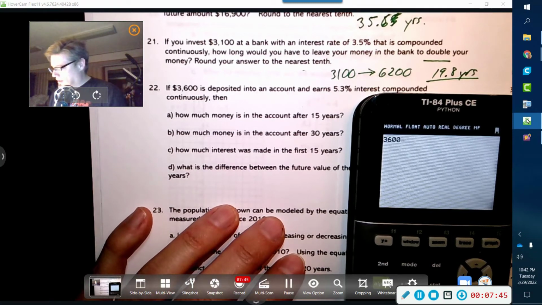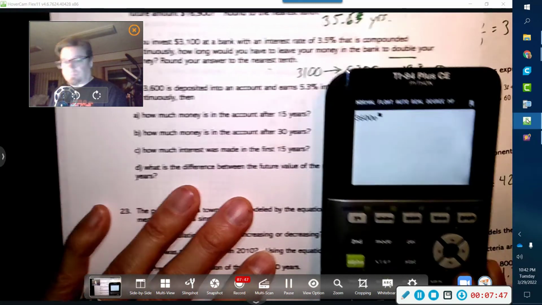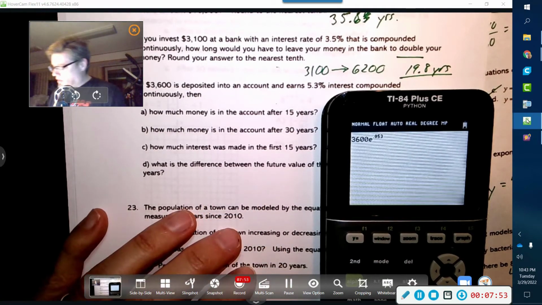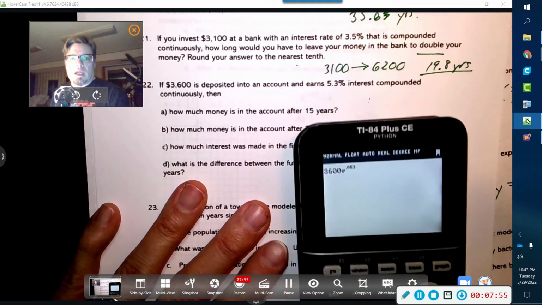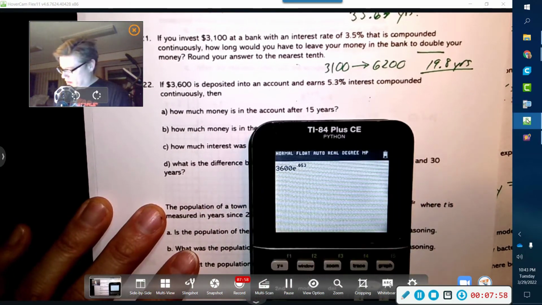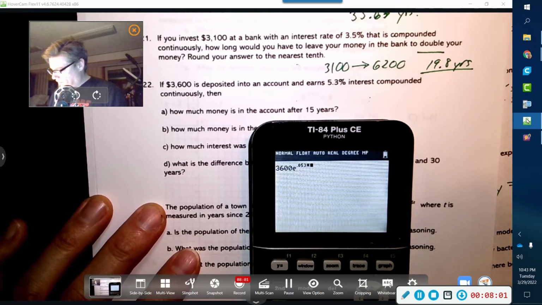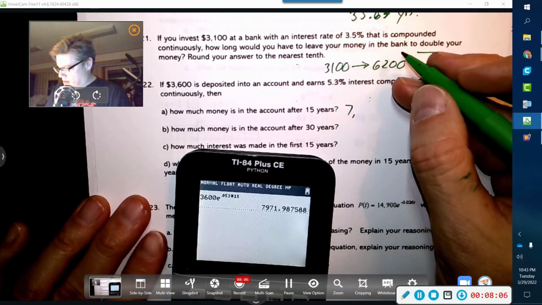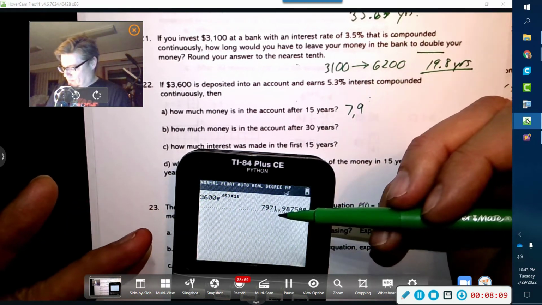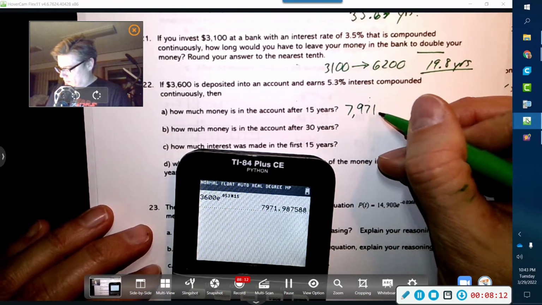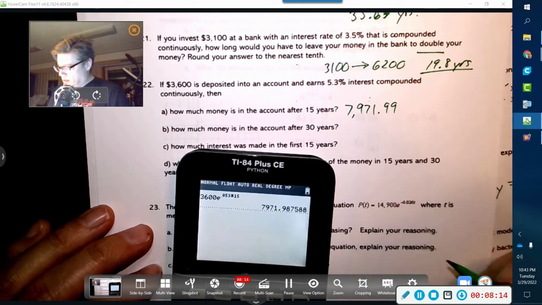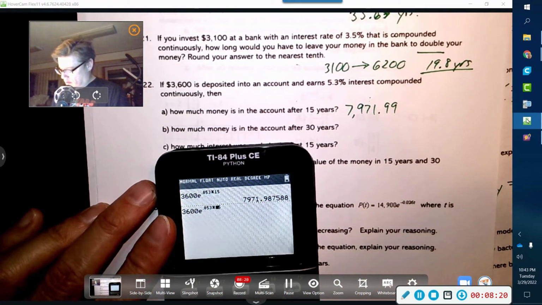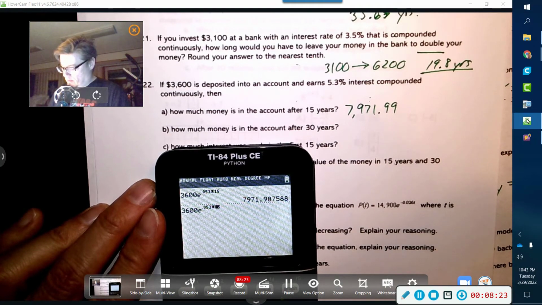Compounded continuously. Second, E. Let's get that 0.053. We're going to multiply by 15. Got to multiply by 15. All right. So we're just going to drop that down. 15 years. And that's 9,9. Okay, after 30 years. Okay, just copy that and write over that.